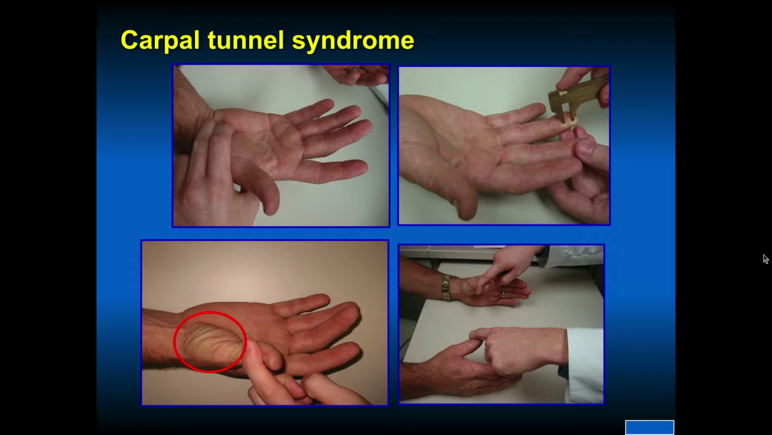The test for this, you can do a Tinel's over the carpal tunnel. You can test for 2-point sensation. You can test for weakness, as is shown here in the muscles innervated by the median nerve.